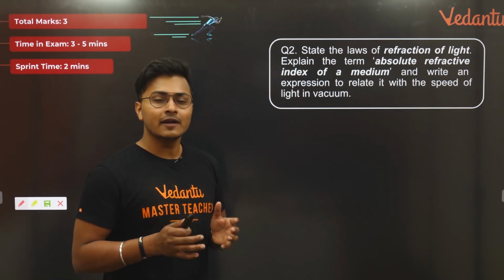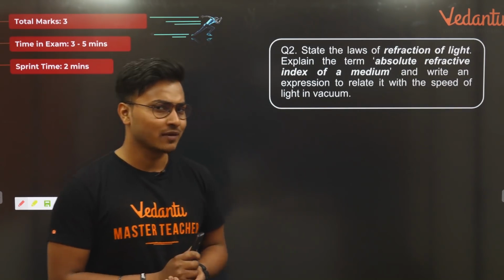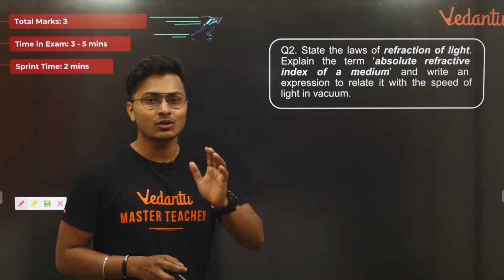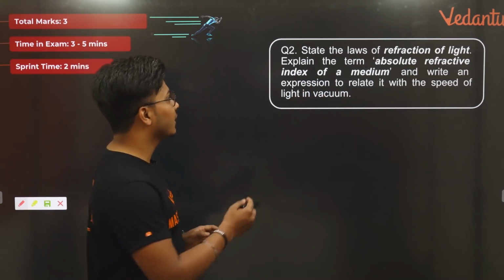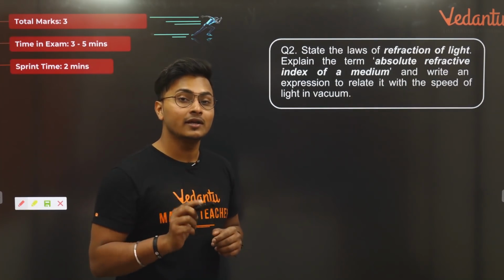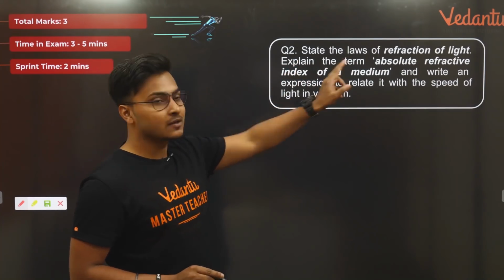State the laws of refraction of light. Come on. We all know what the laws of refraction of light are. Explain the term absolute refractive index of a medium. A direct 1 mark part. Correct. So ये अभी है आपका 3 marks का question. As you can see very clearly, in an examination it can take 3 to 5 minutes, but here in Sprintex, not more than 2 minutes. So what are the laws of refraction of light?